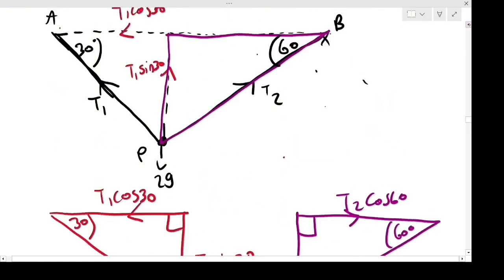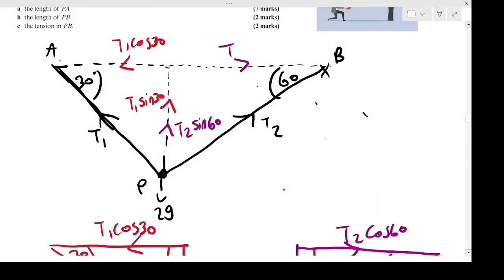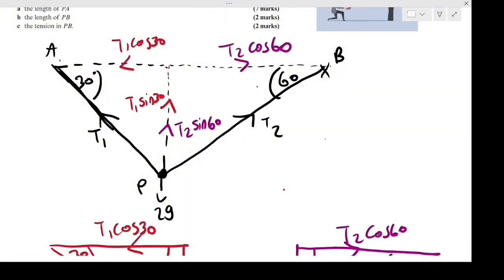And so there we are. If I label that onto my diagram then, so we're going to go up by T2 sine 60 and then to the right by T2 cos 60. And there we are. We now have all the forces just horizontally and vertically like this. Hopefully happy with that. So now that's all the forces fully labelled. And so then what we're going to do is start to resolve.